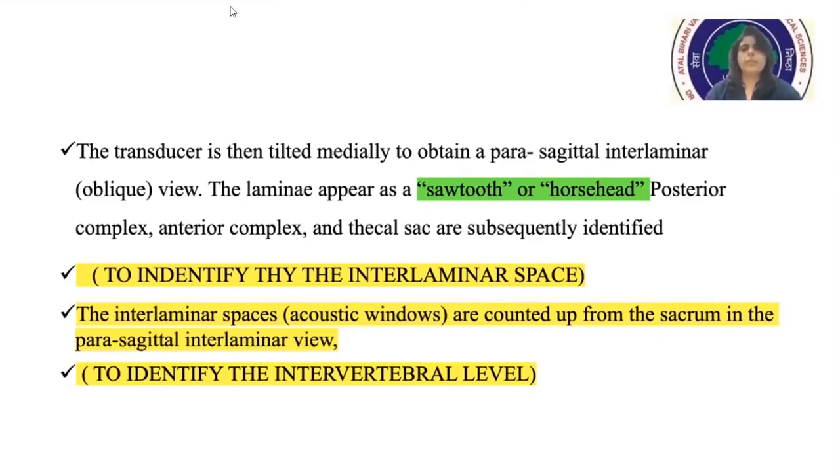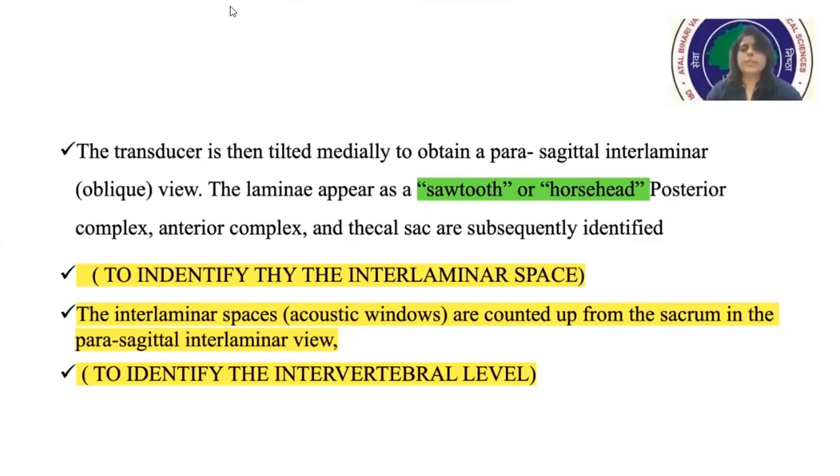And another thing you can do, you can identify at what intervertebral level you have placed your curvilinear probe right now, and which is the best interlaminar space to approach. How can you know the level? Just put your curvilinear probe partly on the sacrum and partly on the transverse processes, and then move it medially in the parasagittal oblique view.